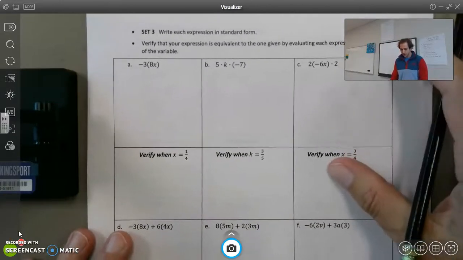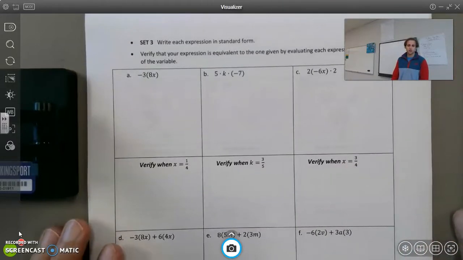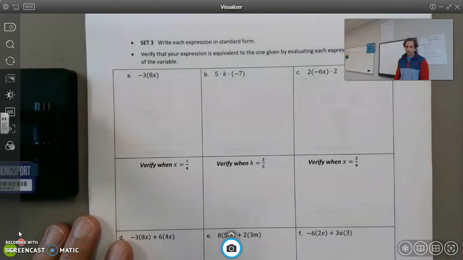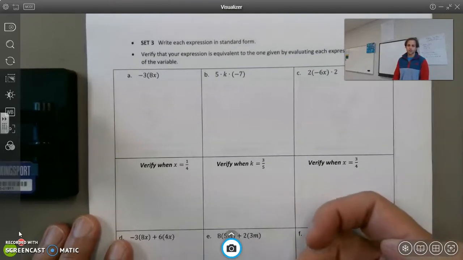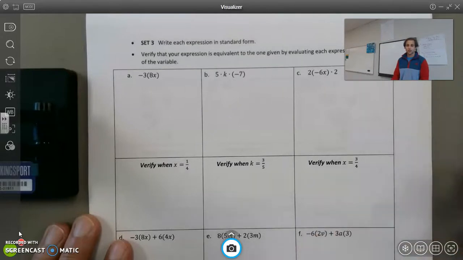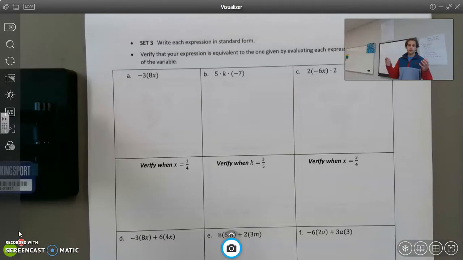Alright, so here we have some expressions, and again our goal is that we are generating equivalent expressions, and in this work we are testing to see if they are equivalent by substituting in some value for the variable. If they evaluate to the same value, then the expressions have the same value. Things that have the same value are equivalent.